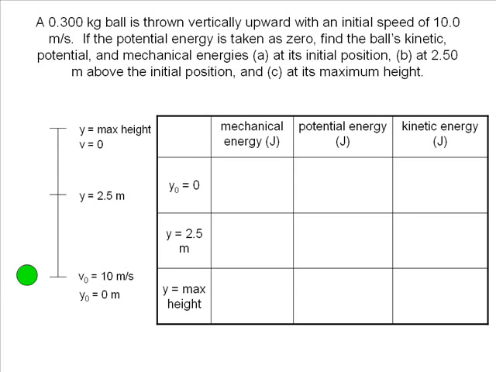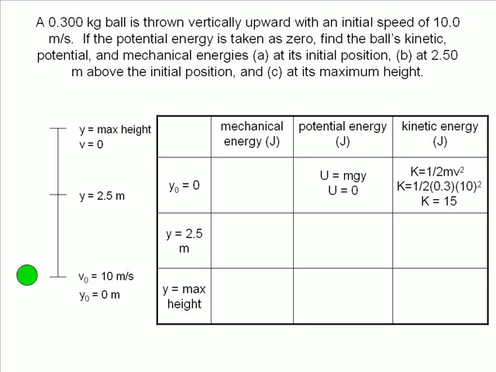Notice the units for the energies are all the same. All energy has the units joules. We will start with the potential energy of the ball at the initial height. Since the height is 0, there is no potential energy with respect to the ground. This makes our potential energy 0.